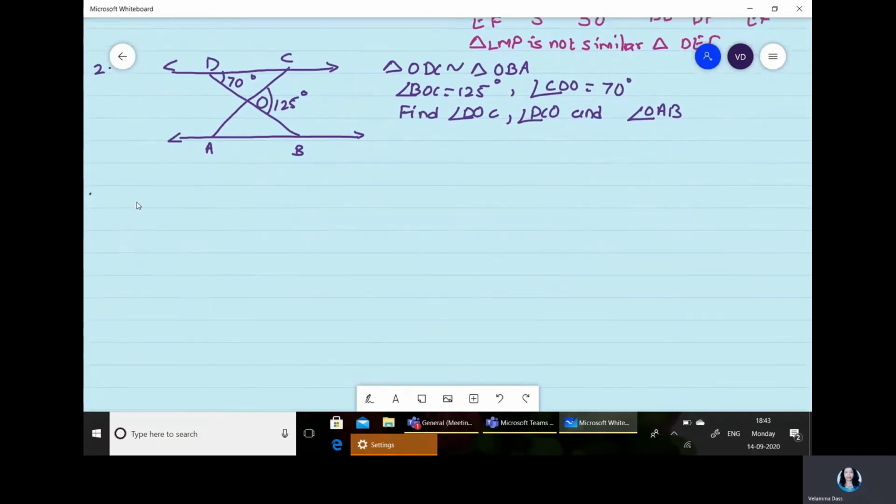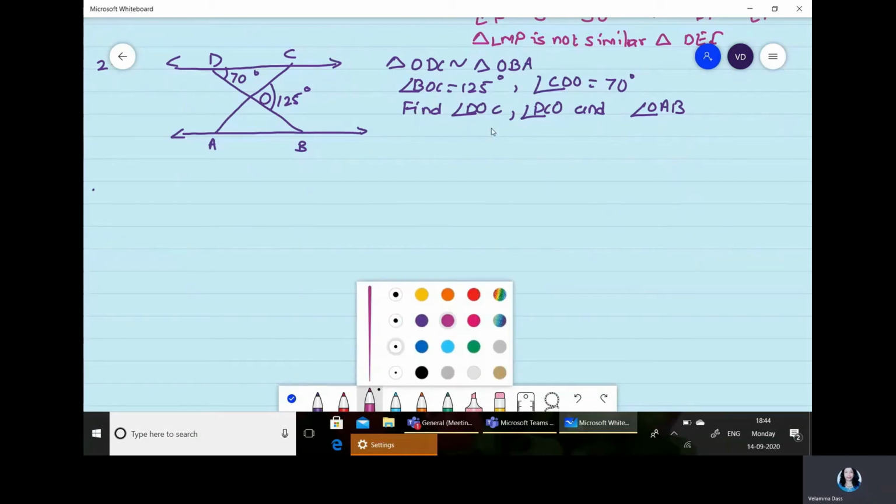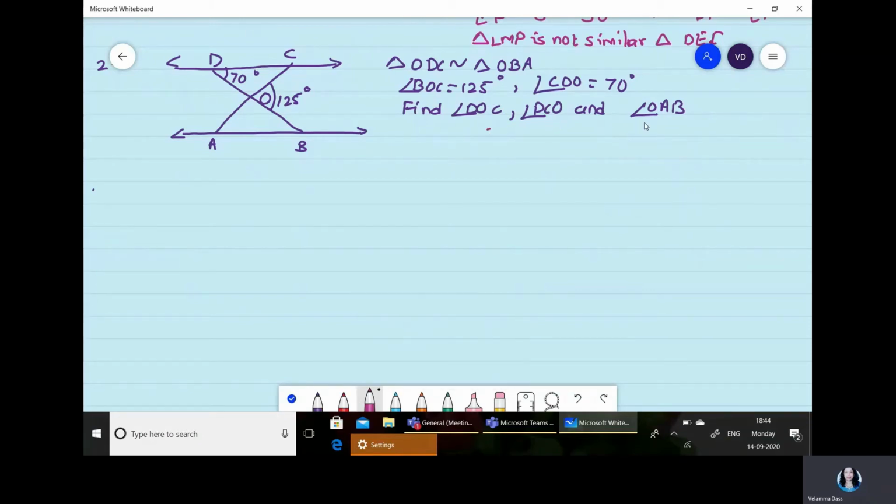Question number 2. It is given that triangle OBC is similar to triangle ODC. Similarity is given. Angle BOC is given as 125 degrees. Angle CDO is 70 degrees. You have to find angle DOC. So there are three things you have to find out: angle DOC, angle DCO and angle OAB. And triangle ODC similar to triangle OBA is given.